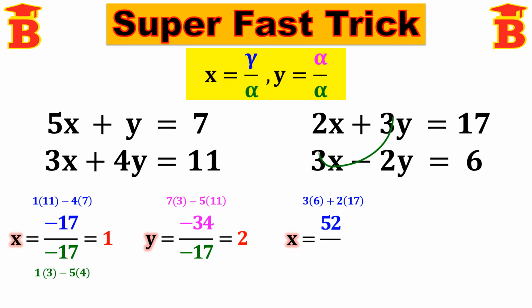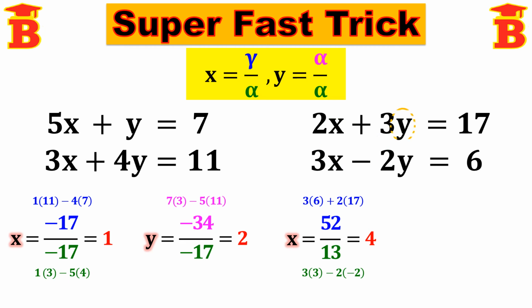Alpha is always the left side xy coefficients. So we draw alpha like this. That means we have to start from this number 3 into 3 minus this number 2 into minus 2. So 3 into 3, 9. Minus into minus plus 2 2s are 4. 9 plus 4 is 13. And now 52 divided by 13, that is equal to 4. So the x value is 4.